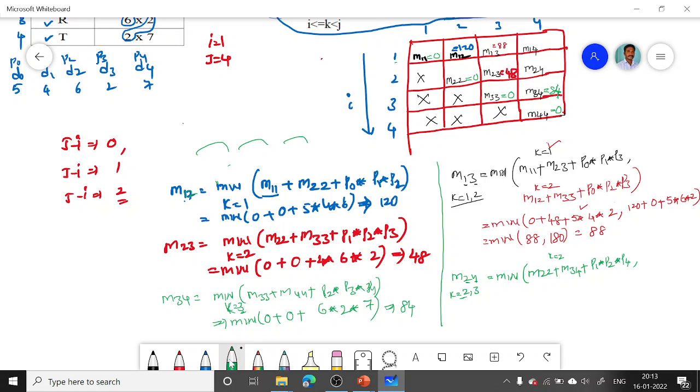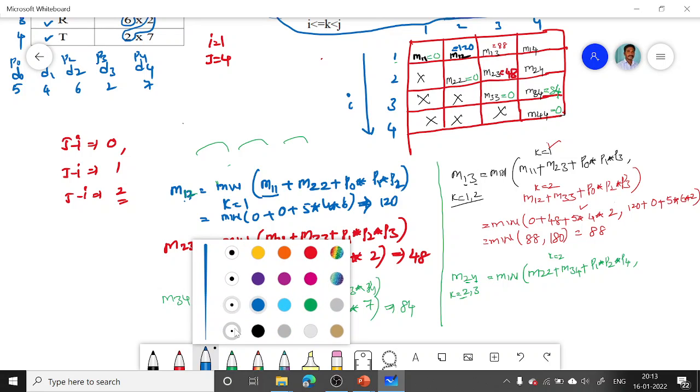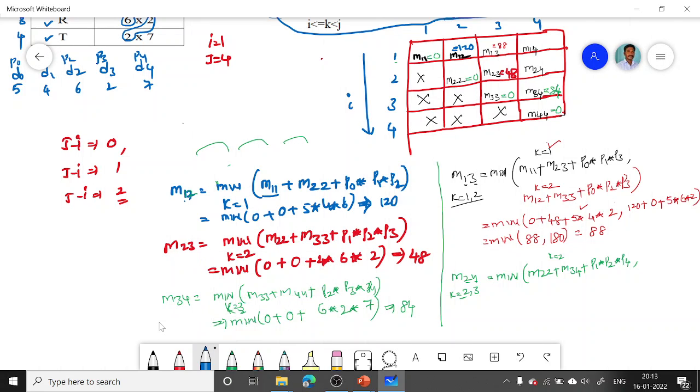And if K is 3, our equation becomes M of Ik, nothing but M of 2 3, plus M of K plus 1, nothing but M of 4 4, and J also 4, plus the first projection does not change. Second projection Pk, what is our Pk now? P3. And the third also does not change, nothing but P4. The reason is Ij does not change, I minus 1 J, I minus 1 J. Now calculate the values.